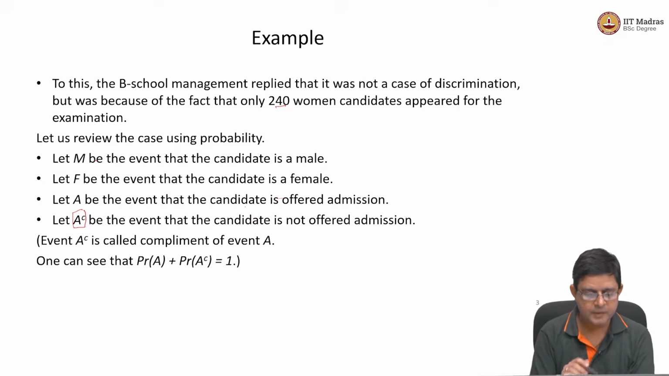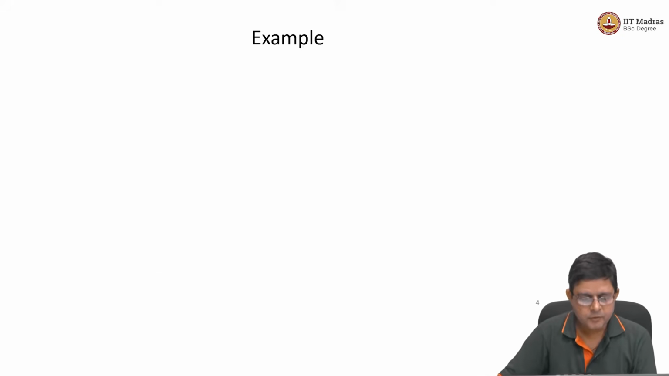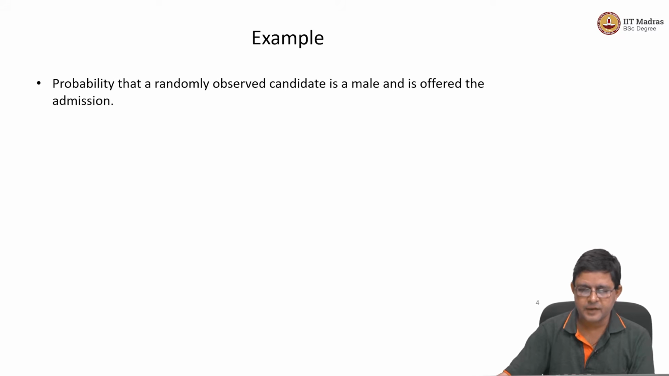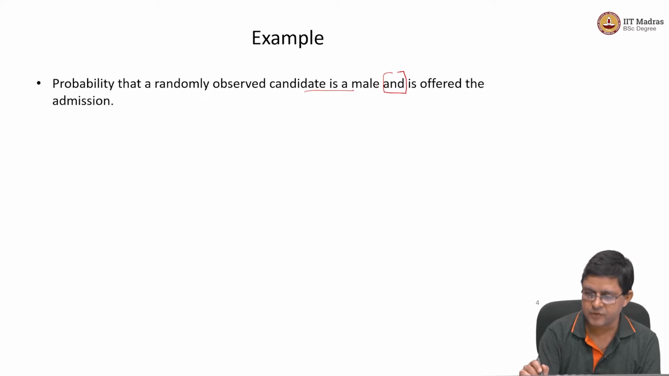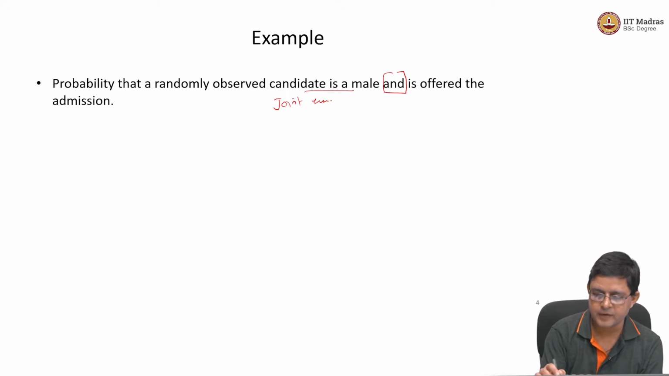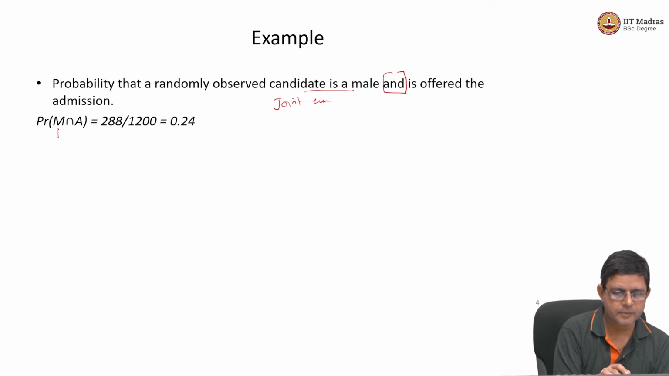We actually need combinations and other events also. Let us define those also. So, the probability that a randomly selected candidate is a male and is offered admission, as I said, is a combination. First of all, the candidate is a male candidate and also is offered admission. So, this is a new event. This kind of combination is called a joint event, and this probability is called the joint probability. Joint probability is the probability of the candidate being male and offered admission.